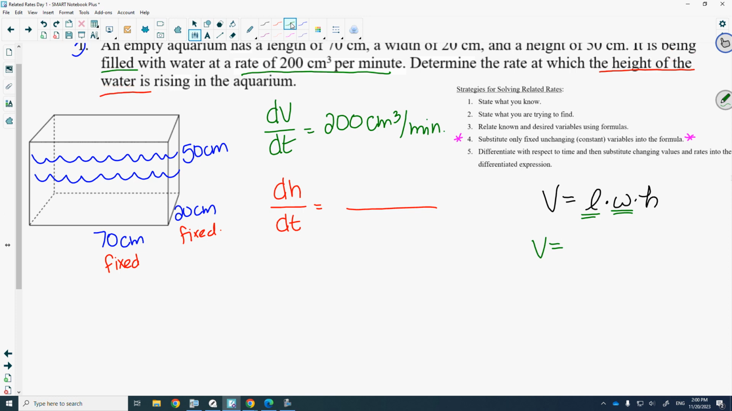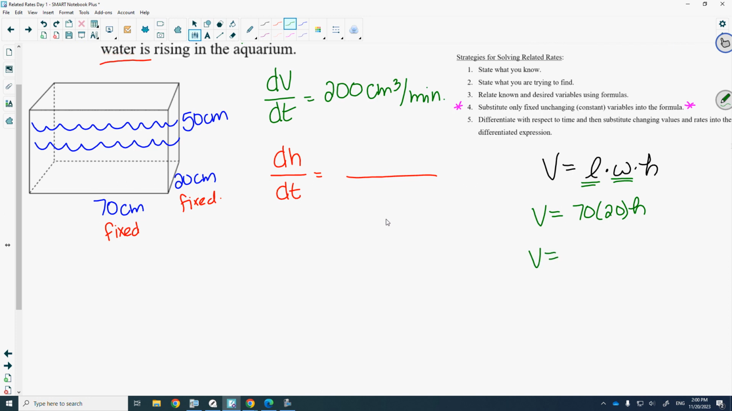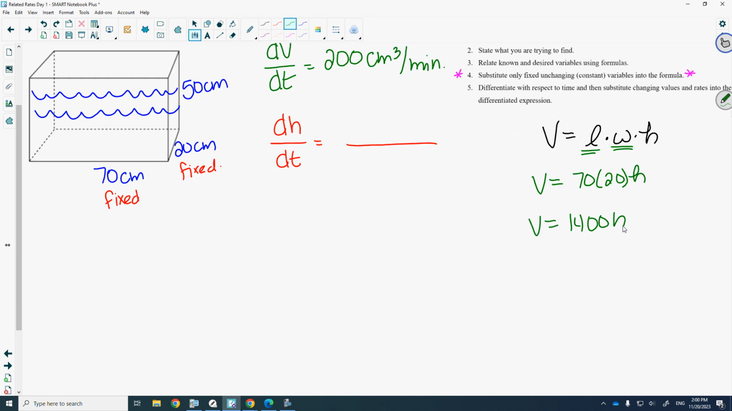So the volume is equal to, the length was 70, the width was 20, and then the height. Volume is equal to 7 times 2 is 14, and then 2 zeros, and then height. Now I've got my formula that relates volume.